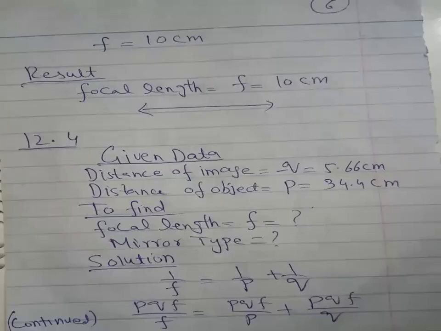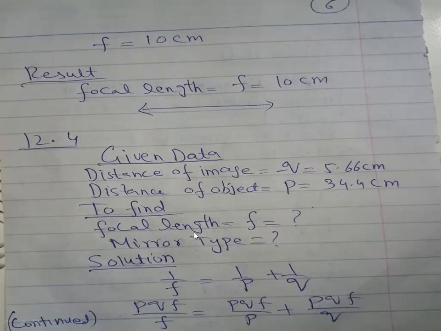I repeat this numerical, 12.4. Find the focal length of the mirror that forms an image 5.6 cm behind the mirror of an object placed at 34.4 cm in front of the mirror. Is the mirror concave or convex? You may be thinking why I put the minus sign on the image distance. If you read the statement carefully, the image is behind the mirror. Whenever the image is behind the mirror, q is taken as negative. That's why q will be negative.